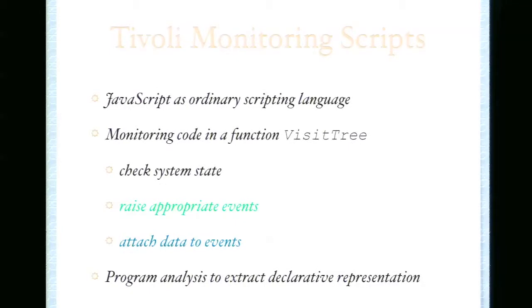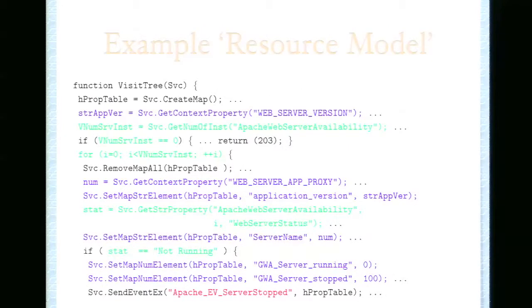And what they wanted to do was to use analysis to extract from the JavaScript code the declarative meaning of these things. What kinds of events is it sending, and why? What data is it attaching? So let me show you an example of the JavaScript code. This is the magic function, visitTree. And now what blue means, blue is data that's going to be attached to the event, and green is the control condition under which an event gets raised. So let's just take a quick look. I won't go through it in great detail.